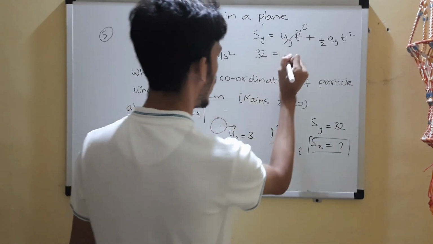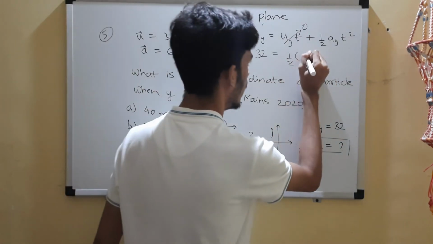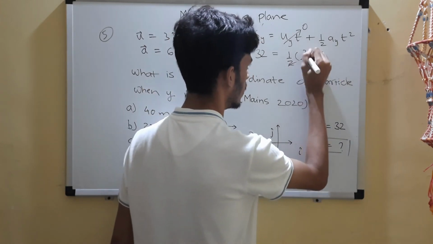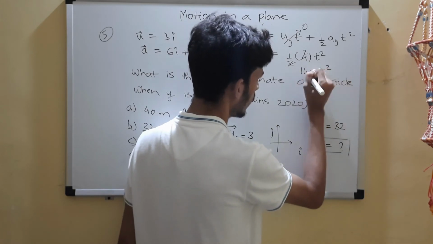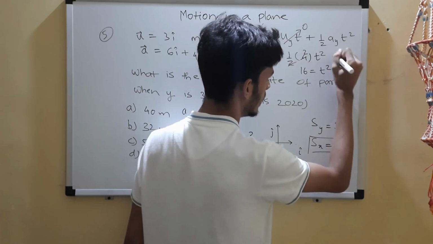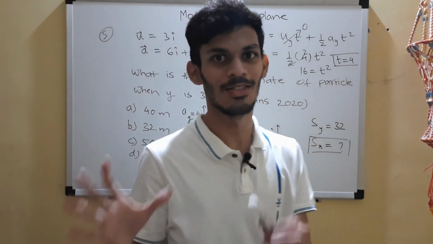And we have half, ay is 4, and t square which we want to find, so this cancels that. So 2, and that will go for 16. T square is 16. Let us take the positive value only. It suggests that t is 4. Time is 4.